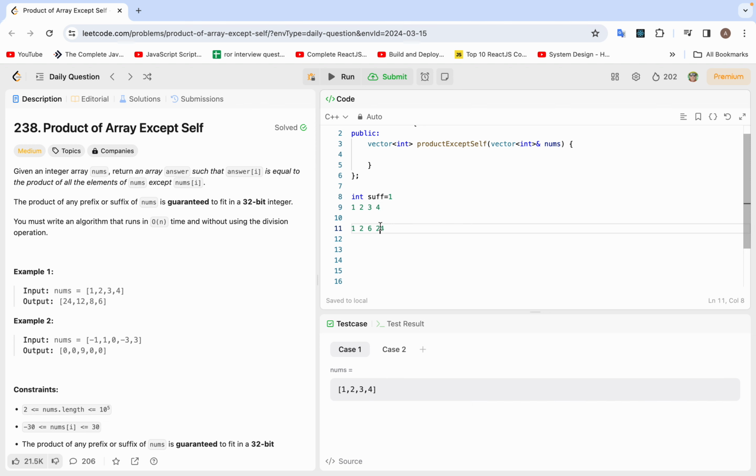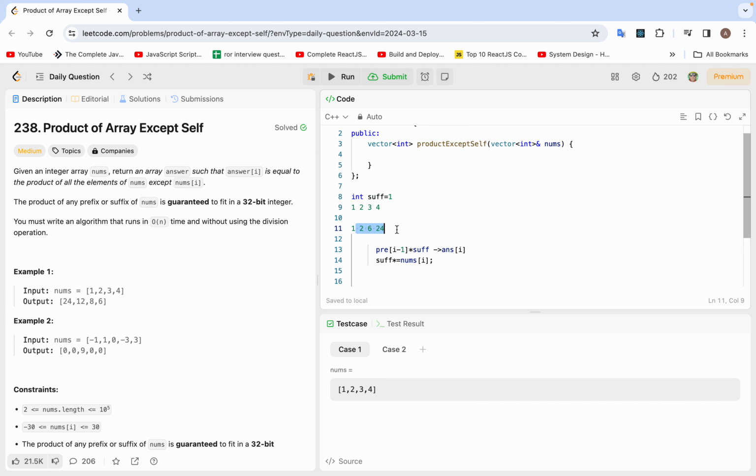What I am trying to say is, let's suppose suffix is 1. For the last index, 24 is already present. For the fourth index, we see its previous value 6, and we have not multiplied this nums value into suffix yet, so the answer will be the previous prefix into the current suffix, which is not yet multiplied by 4. Now we multiply the suffix by the nums value. This is the answer for that particular index.